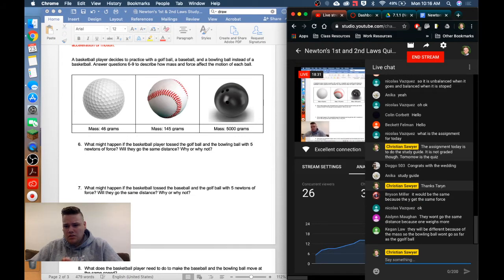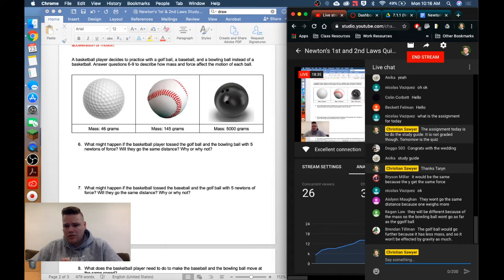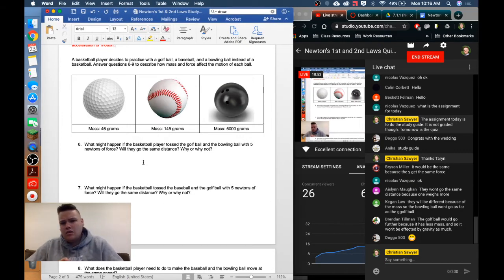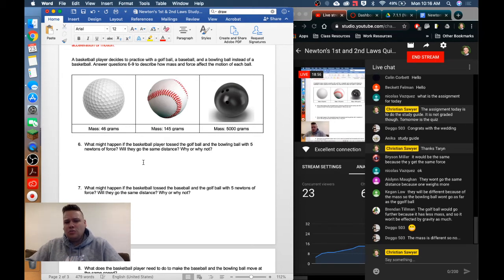They won't go the same distance because one weighs more. They will go different distances because of the mass, so the bowling ball won't go as far as the golf ball. Right, exactly. Since they have different masses, and we're using the same amount of force, it requires more force to push the bowling ball the same distance as the golf ball because it weighs more.